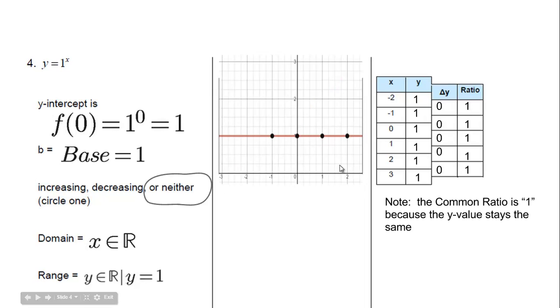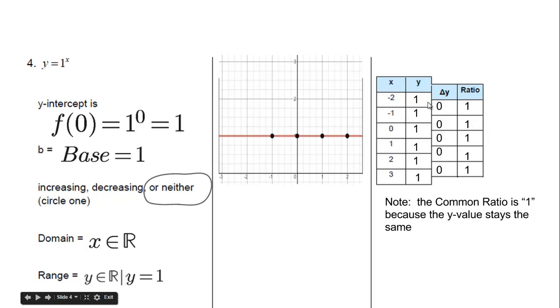A base of 1 to the x, like you might suspect, is actually just the same idea. We're just multiplying by 1 every time, and so nothing changes. And so we actually say our range is always equal to 1. Nothing increases or decreases. First differences are 0. Common ratio is 1. It just means we're multiplying by 1 every time.